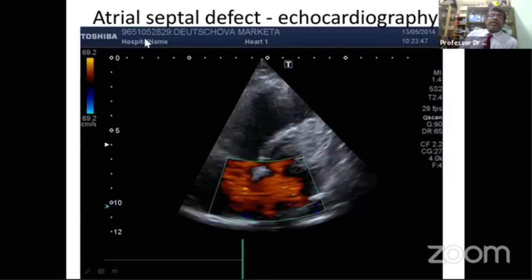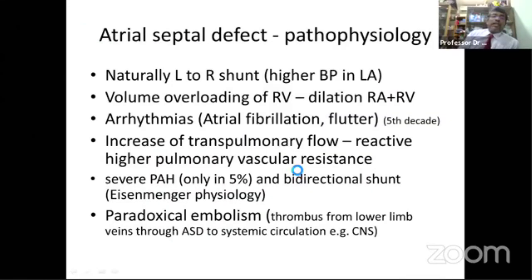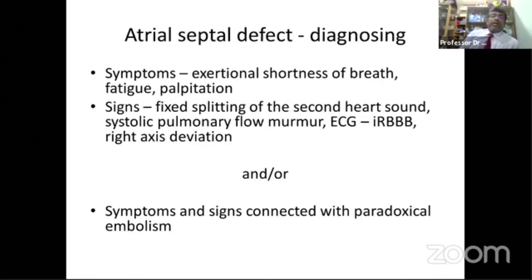And it is echocardiography where we see that there is a blood flow from the right atrium to the left atrium through the atrial septal defect. This is the flow, and this is due to increased flow from the left atrium to the right atrium. So this is the increased flow. There is an overload of the right atrium or right ventricle. And this is the pathophysiology I have already discussed.